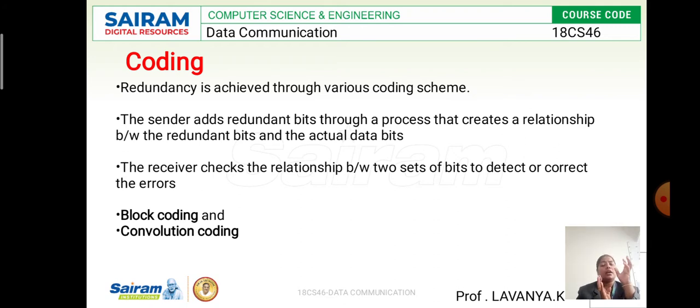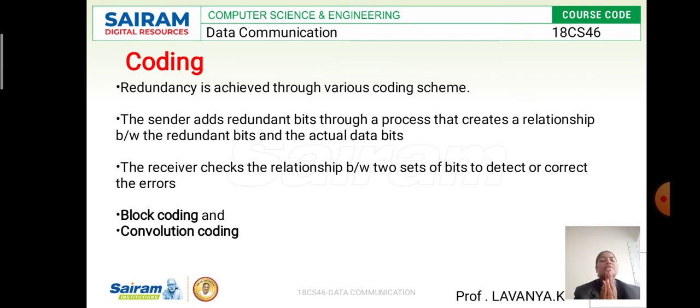Those bits are passed from sender to receiver side. They build a relationship between the sender and the receiver side. During that time, the extra bit, or redundant bit, creates a relationship between the extra bit and the actual bit. This is the concept we use for coding here.